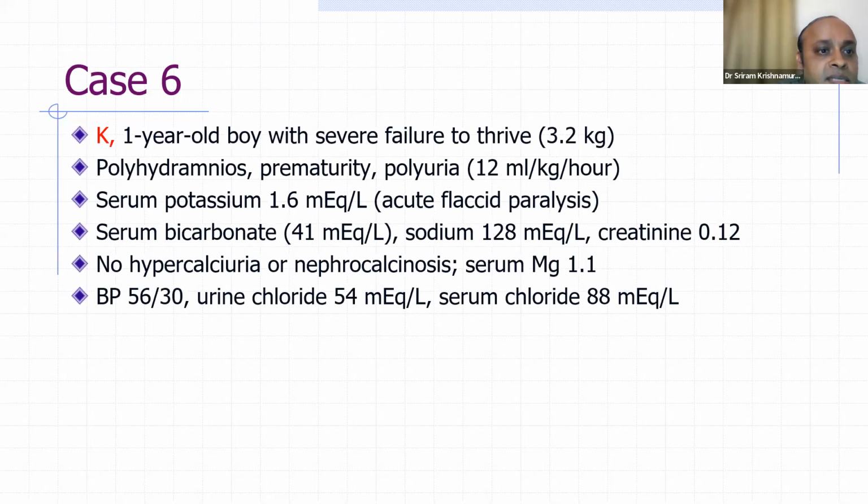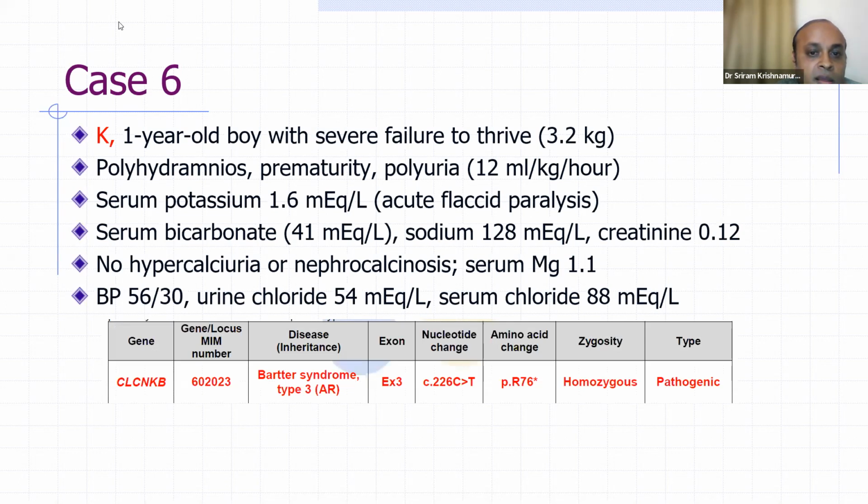Now my next case, this is the second last case. It's a 1-year-old boy with severe failure to thrive, polyhydramnios, prematurity, and severe polyuria, hypokalemia, metabolic alkalosis, hyponatremia, no hypercalciuria or nephrocalcinosis. Serum magnesium was low in this child, only 1.1. The blood pressure was very low. Actually, he was in shock originally, and the urinary chloride was high with serum chloride low.